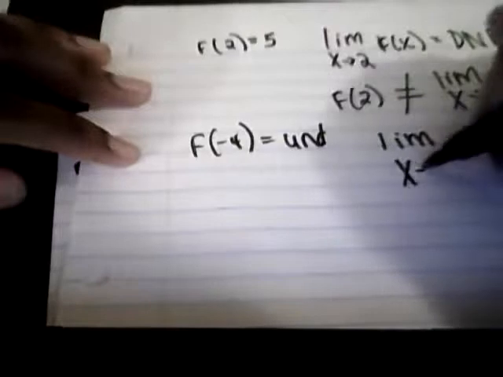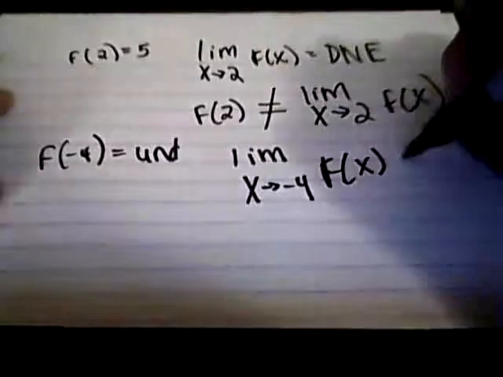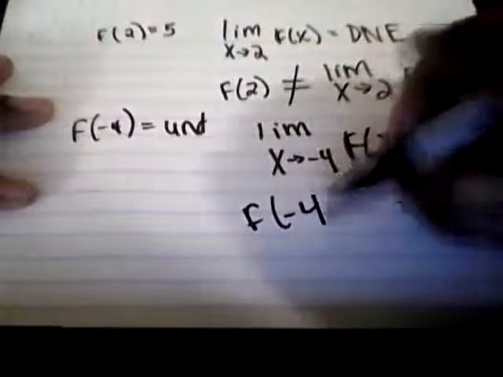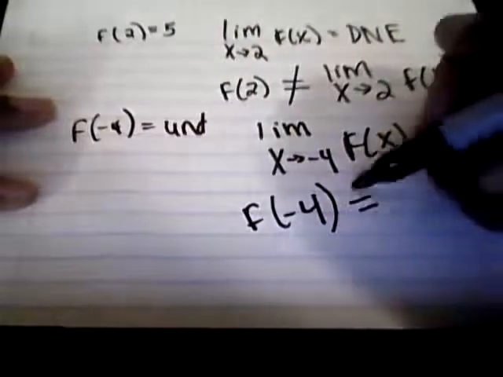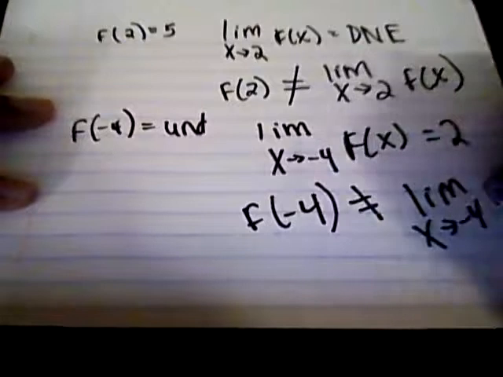To write this out, we have f of -4 equals undefined, and the limit as x approaches -4 of f of x equals 2. So f of -4 is not equal to the limit as x approaches -4 of f of x.